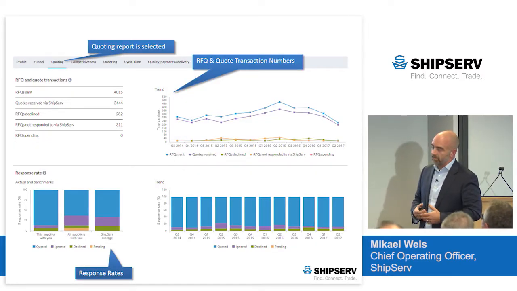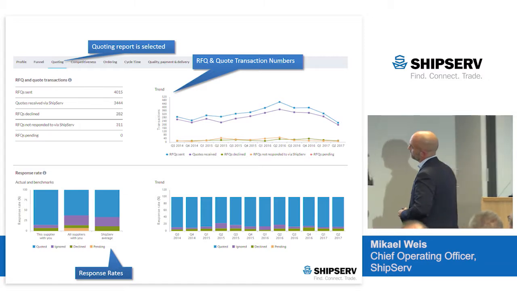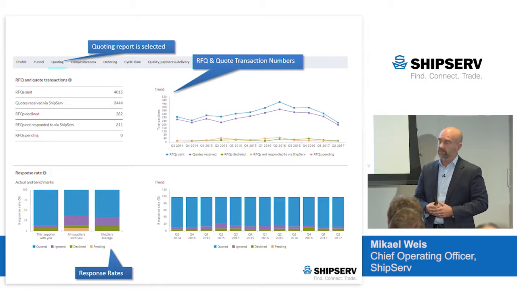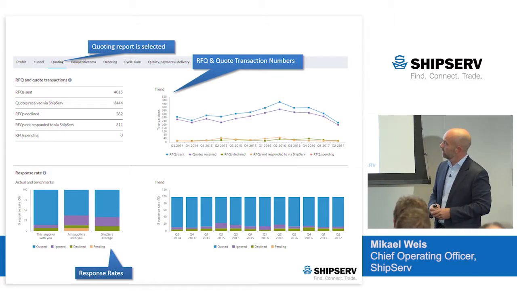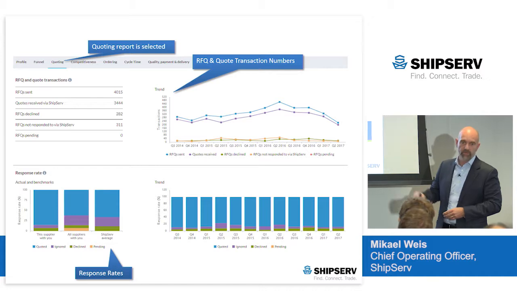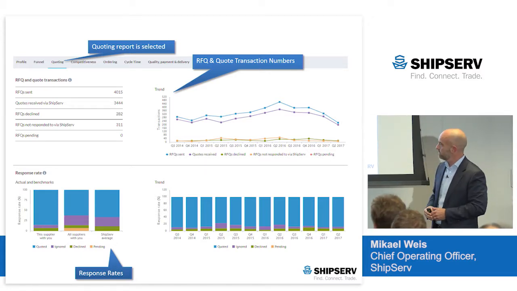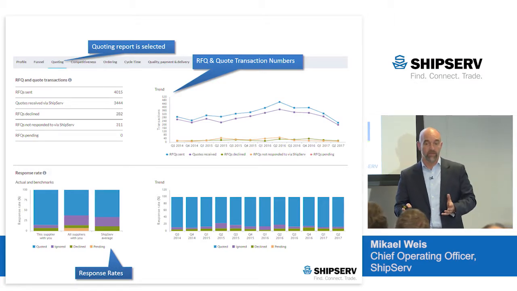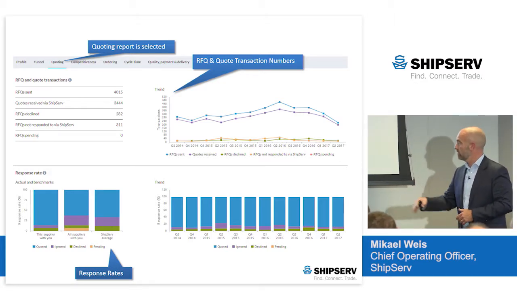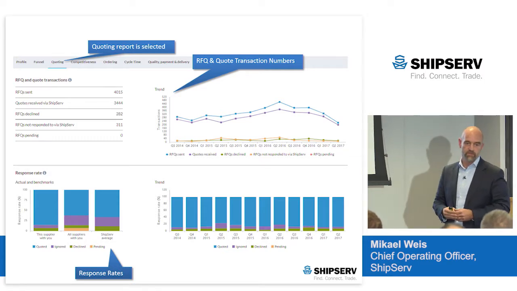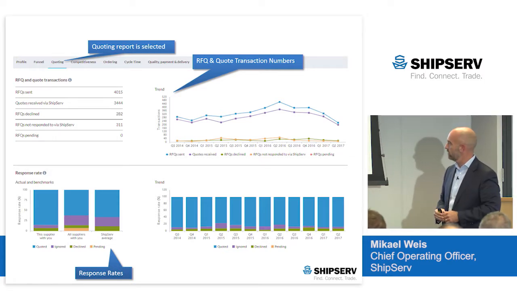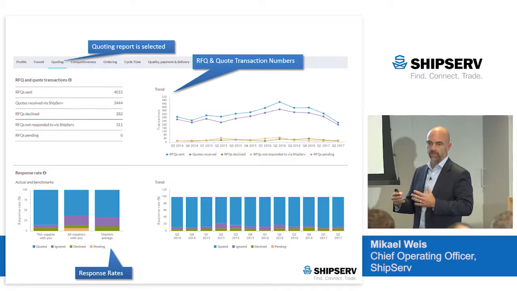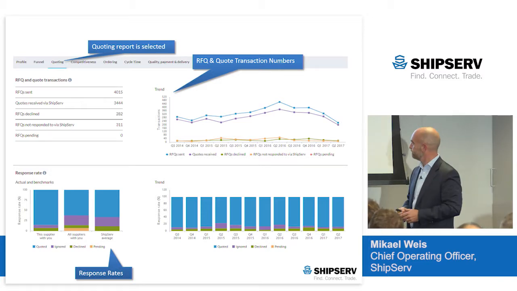So going back to the buyer side, the buyer will get an overview of the total spend that they have with a given supplier. It will show the trends over the period that the buyer has defined. It will show the response rates, how many RFQs are you actually responding to, what is the average for all the suppliers that you're dealing with, and what is the ShipServe average.